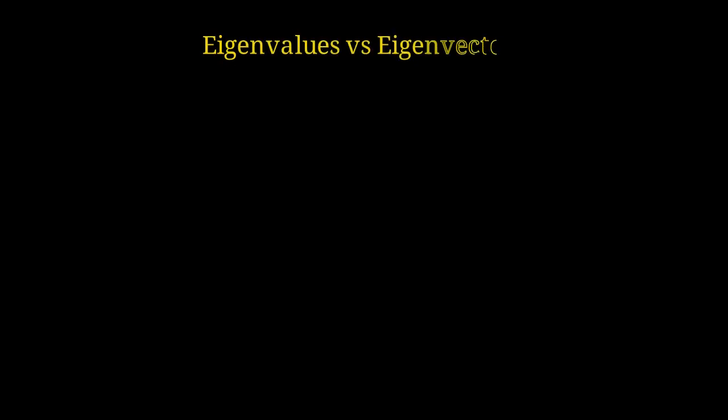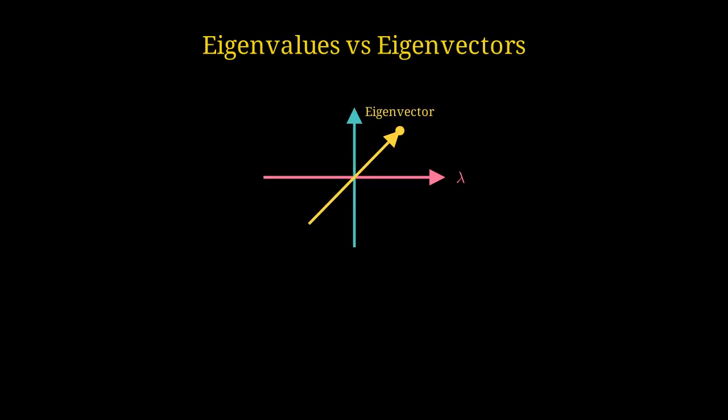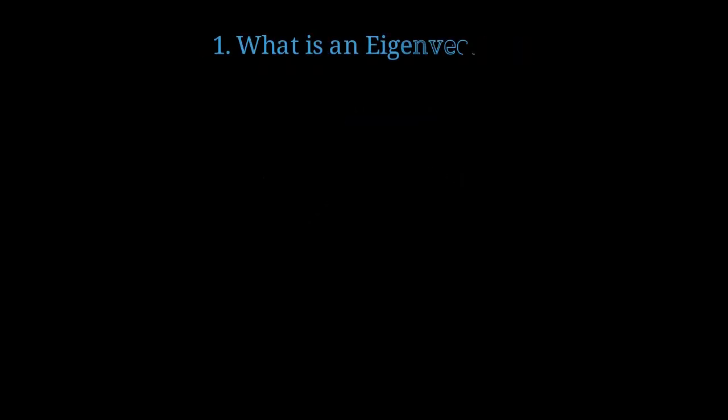Let's explore the fundamental concepts of eigenvalues and eigenvectors in linear algebra. Eigenvectors are special vectors that only get scaled when transformed by a matrix, and eigenvalues tell us by how much. Let's start by understanding what an eigenvector actually is.